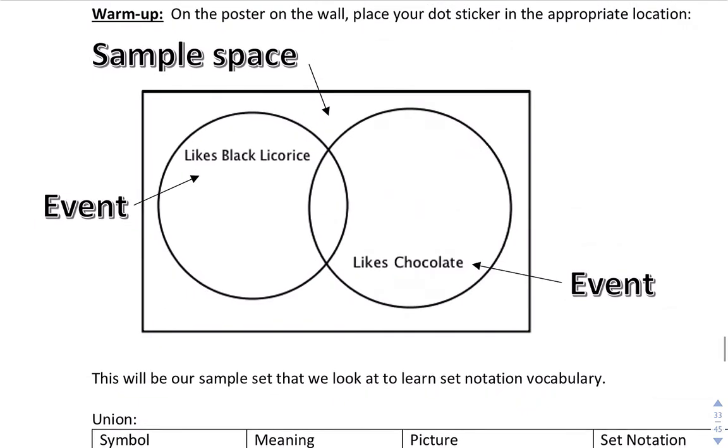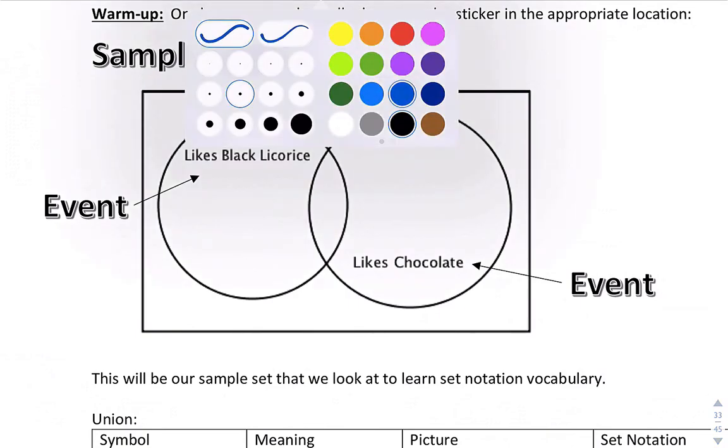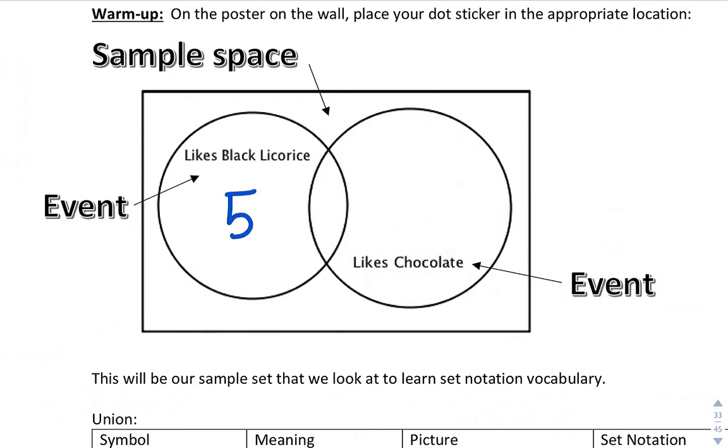So in this Venn diagram, this whole thing is called a sample space, and liking black licorice and liking chocolate, those are the events. Let's say we had 5 kids that just like black licorice, 8 kids that like both, 15 kids that like chocolate not black licorice, and 2 that like neither. So this will be our sample set that we look at to learn set notation vocabulary, or review it since we looked at it yesterday.